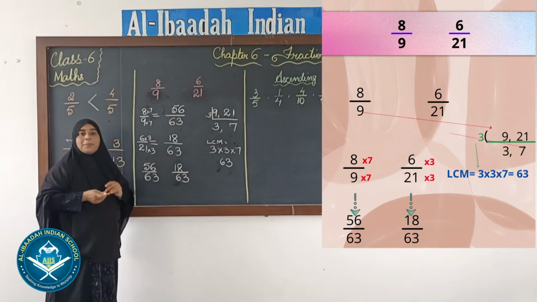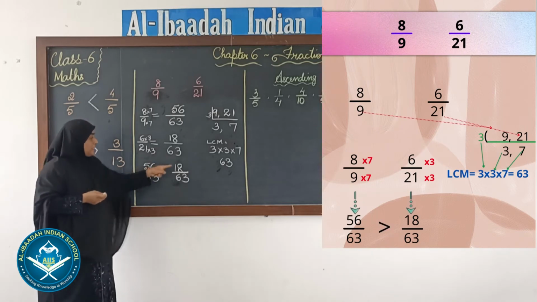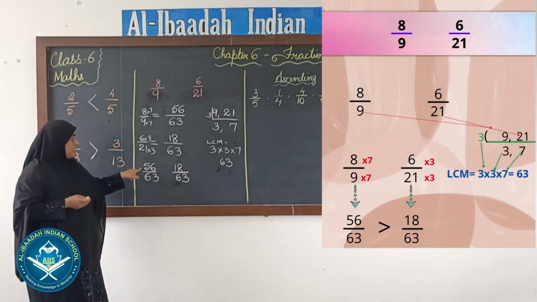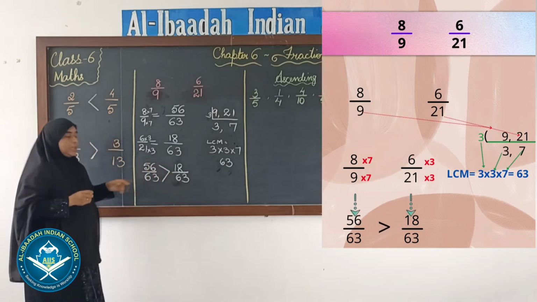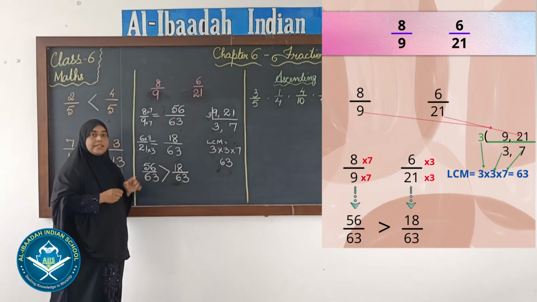Now we know how to compare the like fractions, right? So which one is greater here? 56 is greater than 18. So 56 by 63 is greater than 18 by 63.